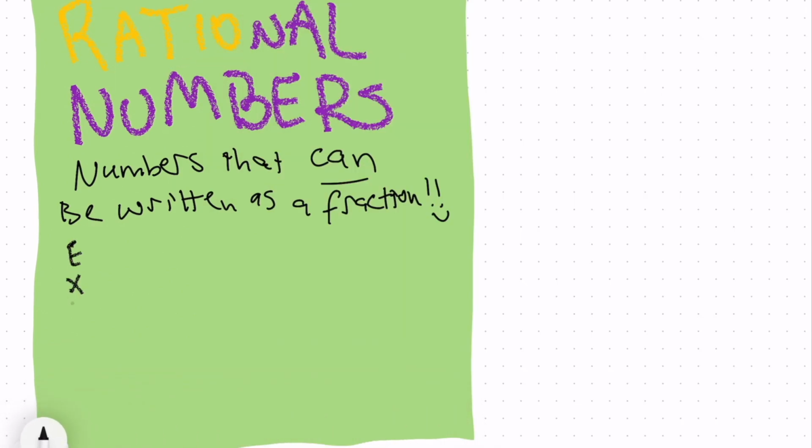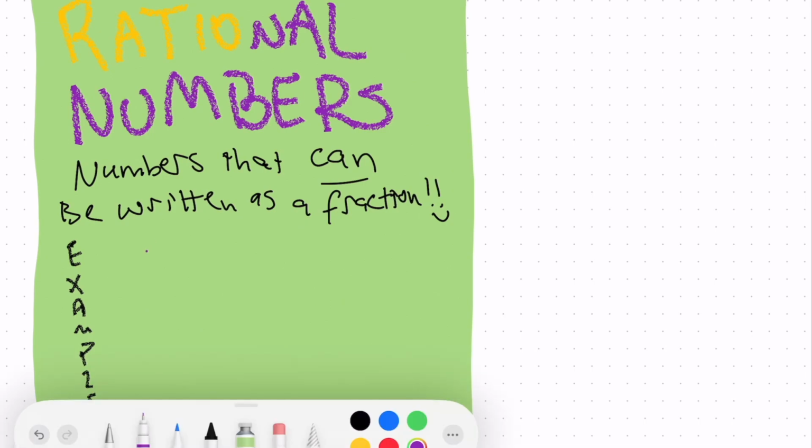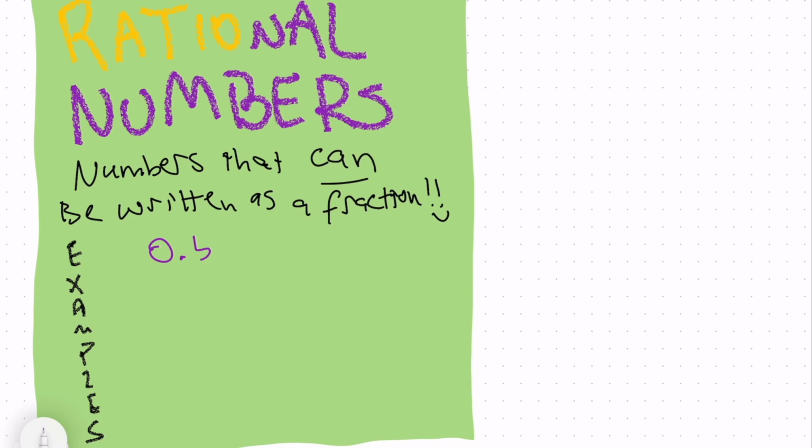Now, let's look at some examples. First, is 0.5 a rational number? Well, can you write it as a fraction? Yes, we can. That's 1/2, so it's a rational number. How about the whole number 8? Can we write that as a fraction? 8/1. Therefore, 8 is also a rational number. How about a slightly more tricky decimal, such as 0.6? Can you write this as a fraction? Take a moment and try.